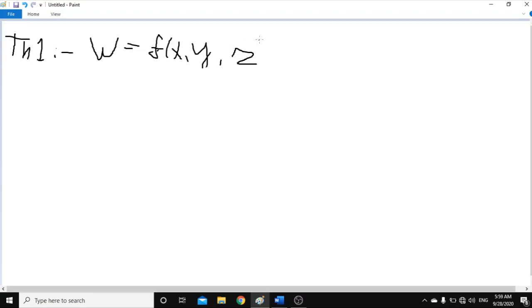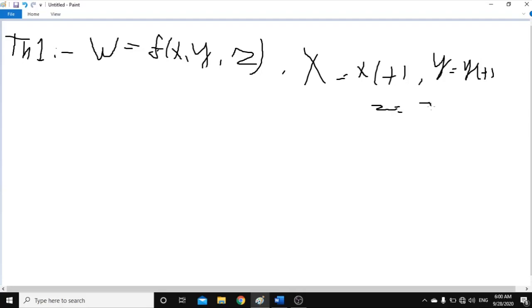And let's say this function, called w, consists of three variables. Let's say also, for example, x is equal to x of t, y is equal to y of t, and also z is equal to z of t. So to find dw over dt, let's draw a diagram to know how you can get to all the equations, okay?